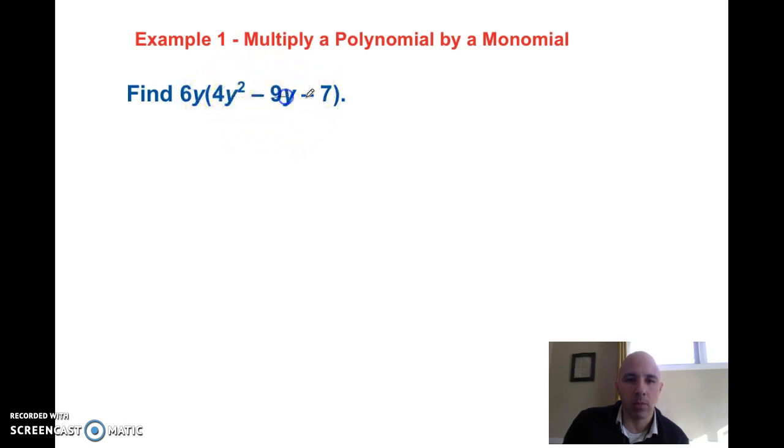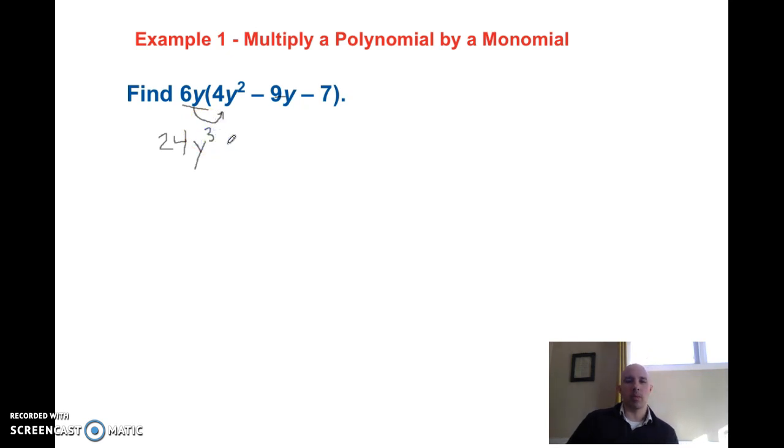And it has three terms. We'll call that a trinomial. Okay, the first thing you want to do when you're approaching this problem is you want to distribute this 6y, and you want to distribute it to the 4y. So you'll just multiply that. So 6 times 4, and then y times y squared. You have a total of 3 y's.